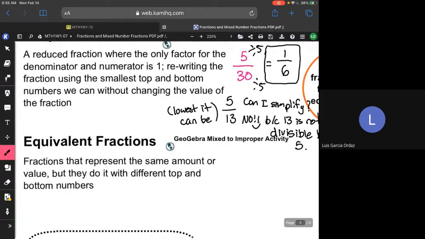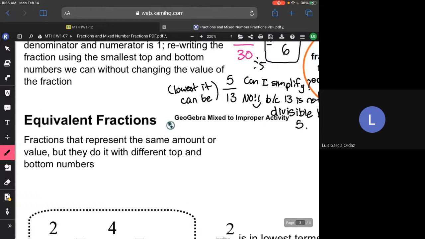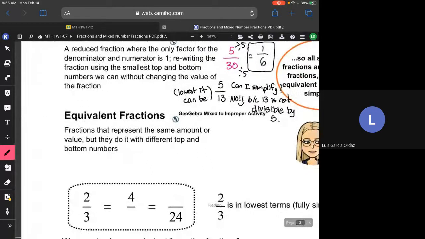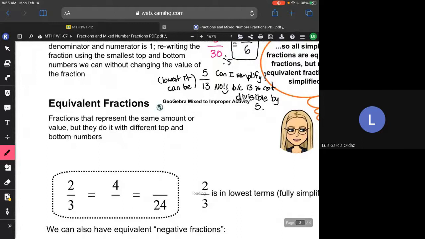So I'm going to scroll down. So now we have something called equivalent fractions. These are fractions that represent the same amount or value, but they do it with different top and bottom numbers.